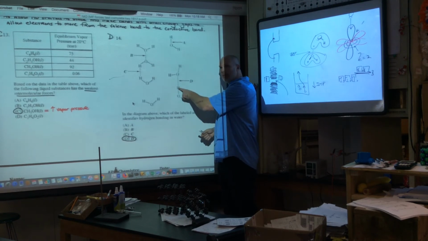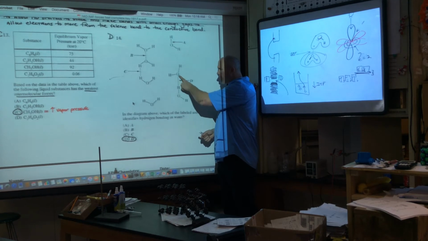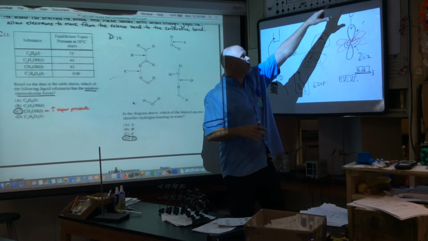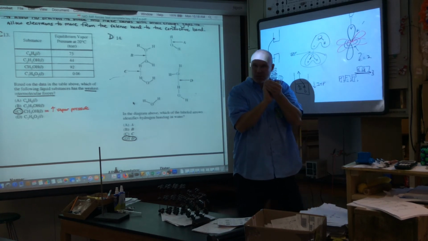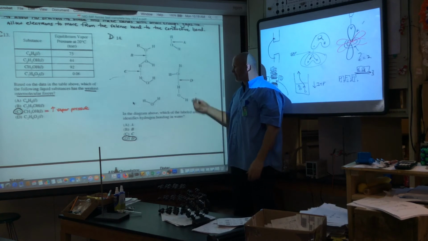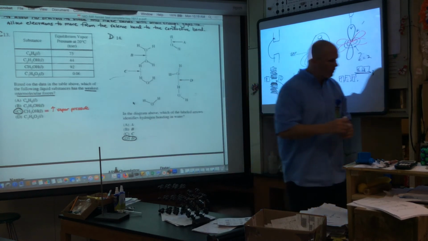The positive proton, the electron deficient H which got pulled off, is attracting this negative. Remember, oxygen. Think about it. N equals 2, right? Small orbitals. Highly dense negatives. This thing's really going to attract it. So that's why D is the answer. All right, moving forward.